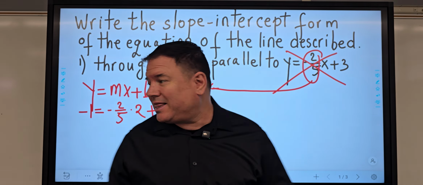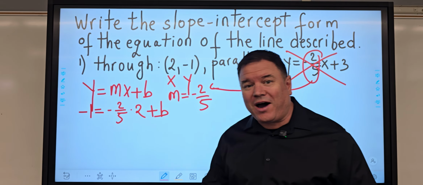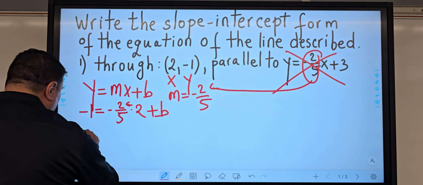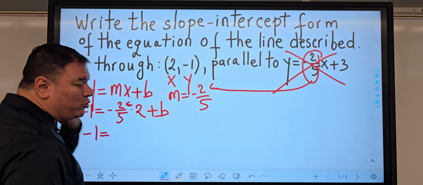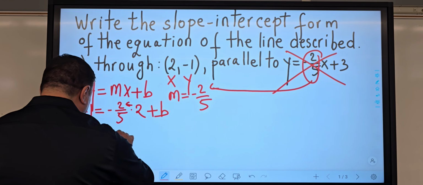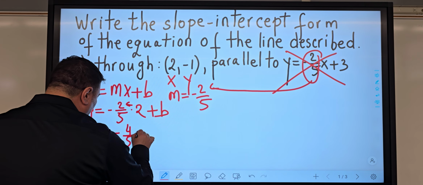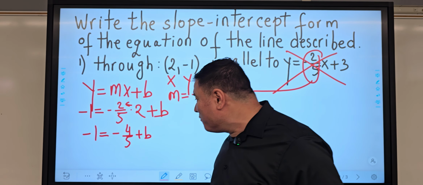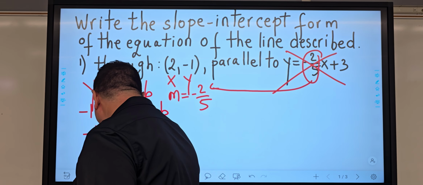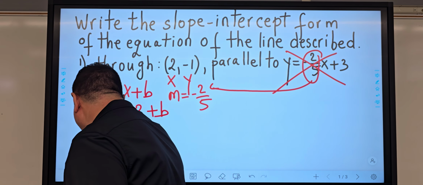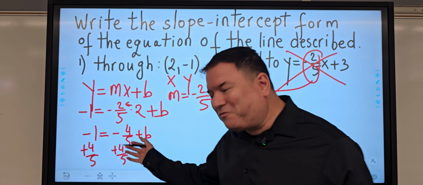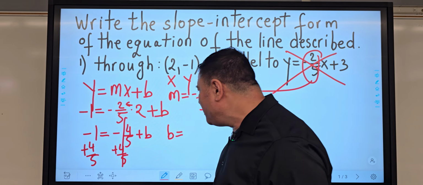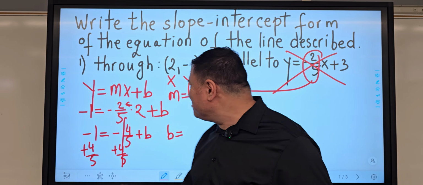Okay? Now, we see that we cannot simplify 2 and 5, but we have to multiply across. So let's multiply 2 and -2. So we have -1 equals, -2 times 2 becomes -4/5, plus b. And now in order for us to solve for b, we have to add 4/5 on both sides. Plus 4/5 and plus 4/5. 4/5 and -4/5 cancel out. So we get b equals 4/5 minus 1. Let's see what we get.